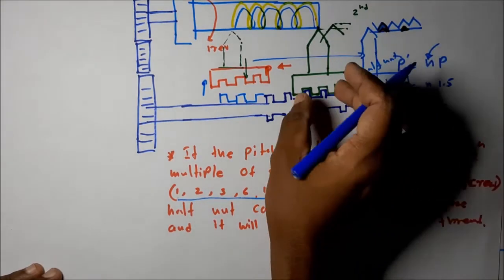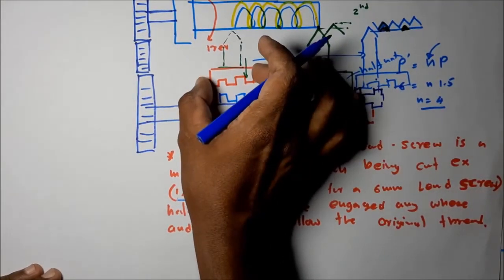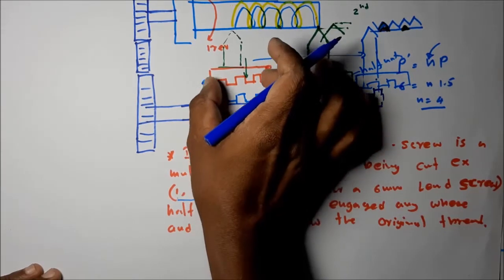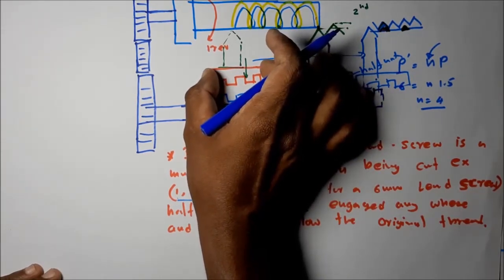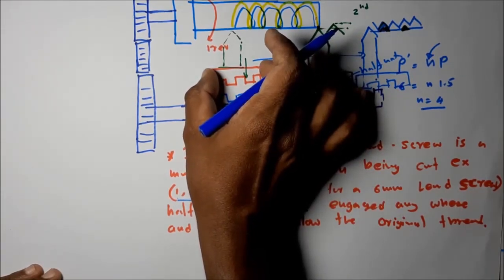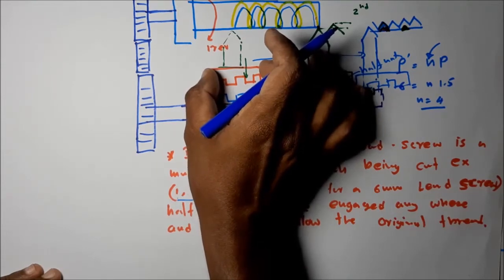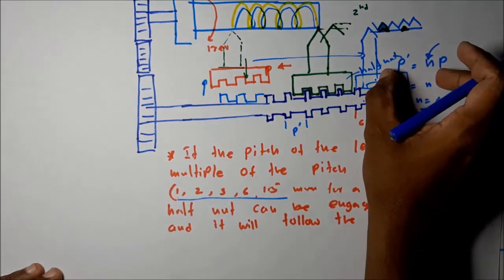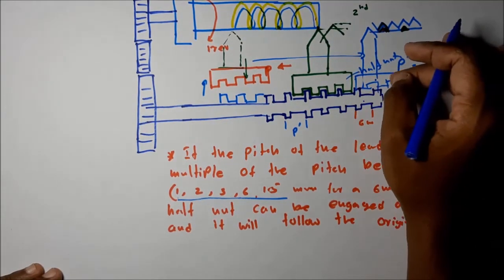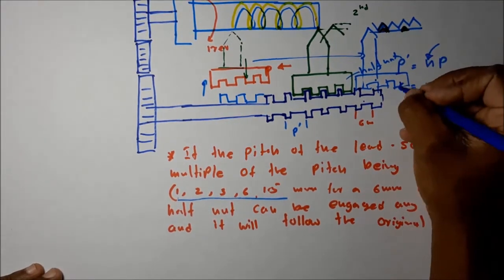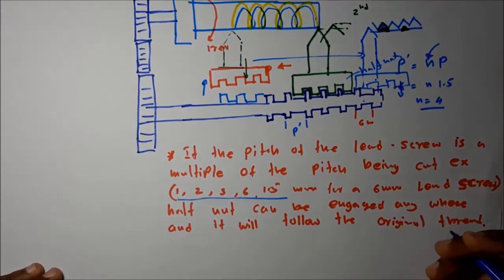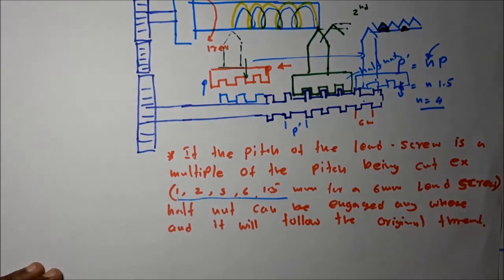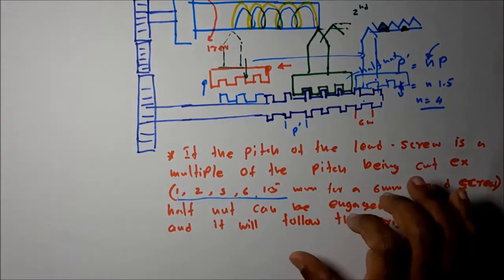That means if you are doing the first cut, then it will come to this kind of position. Then we are disengaging the cutting tool by moving the carriage hand wheel. We have taken the cutting tool backward, to a front position, this kind of position. Then we are engaging this half nut at any position to the lead screw. Then it will follow this same path. That is the meaning of this sentence.